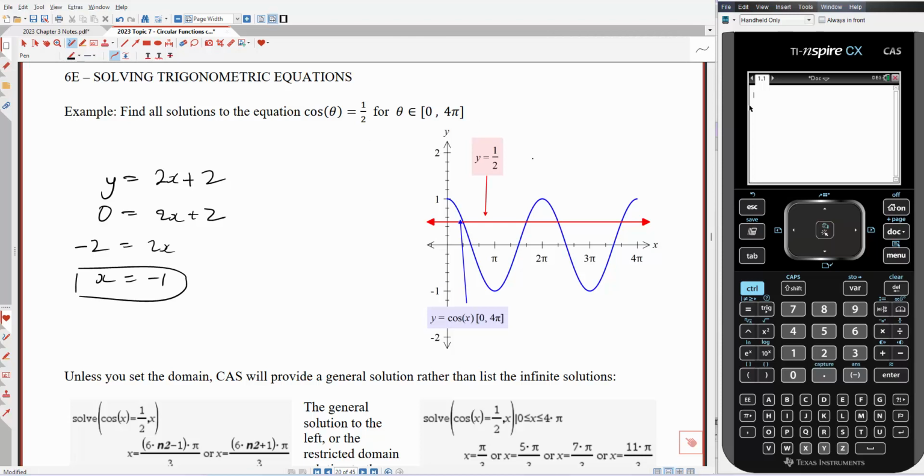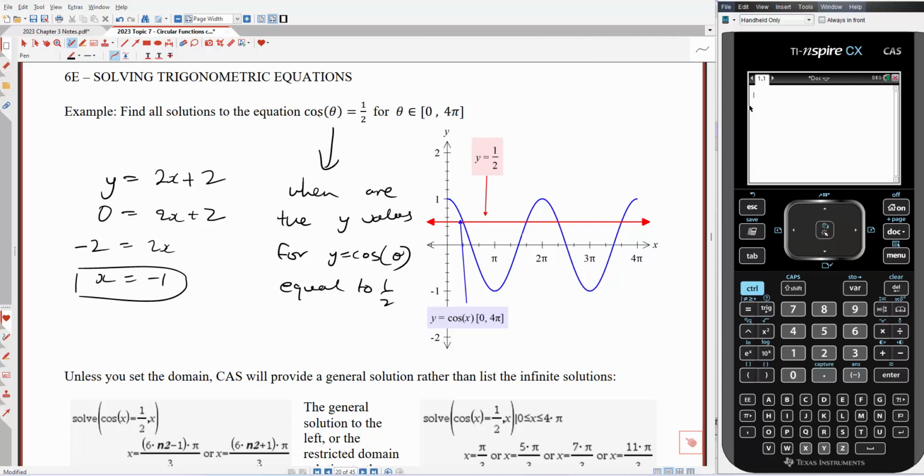So it's exactly the same with trig functions. So up here we're solving or finding all the solutions to the equation cosine of theta equals 1/2. And this is basically asking the question, when are the y values for y equals cosine of theta equal to 1/2? And so graphically we can see this.